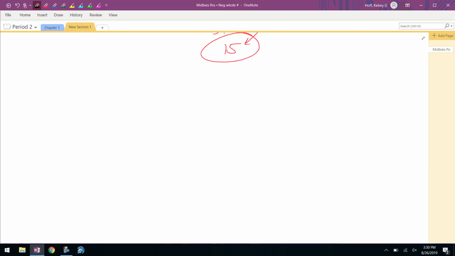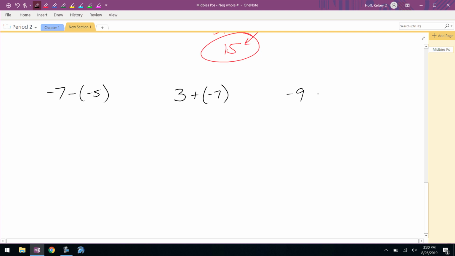Now, there are times you're going to have things written uniquely that are a little frustrating. -7 minus -5. 3 plus -7. Negative 9 plus negative 16. I never want to see two signs right next to one another. When we get into solving equations, that's going to be very frustrating. So for the first example, subtracting a negative, two negatives right next to each other actually become positive. So these two right here are going to turn into one big plus sign. So you actually have negative 7 plus 5.